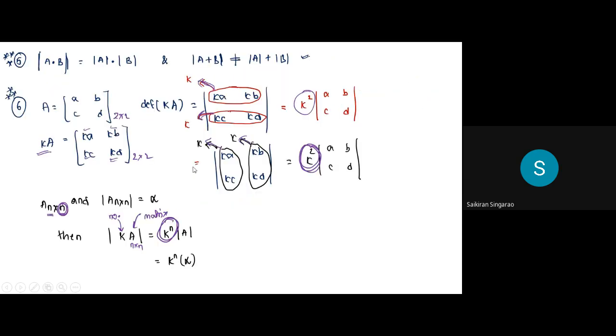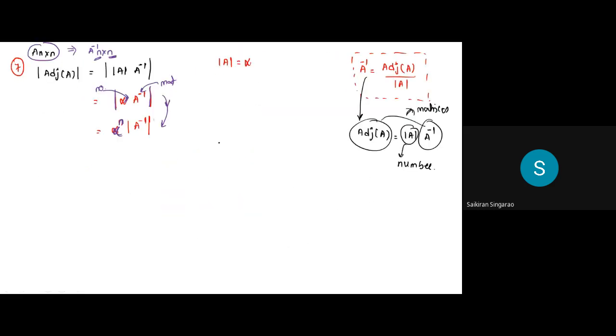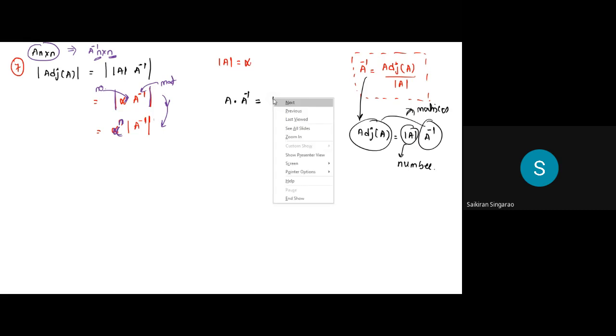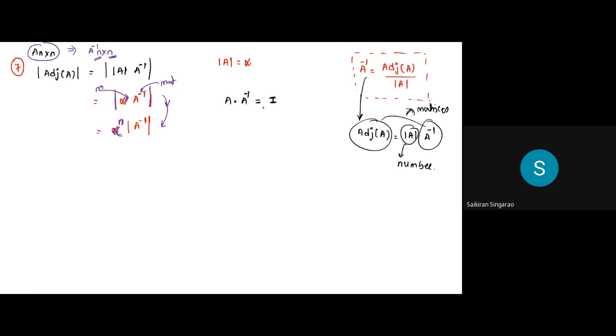Now see, one more property I'll make use of. This property: determinant of A into B is determinant of A into determinant of B. I will make use of the property nicely. A into A inverse is equal to what? Identity. An identity matrix. Very good. A into A inverse is equal to the identity matrix.